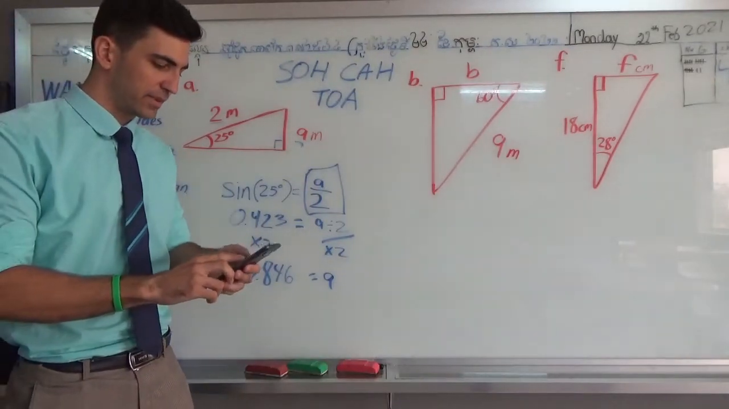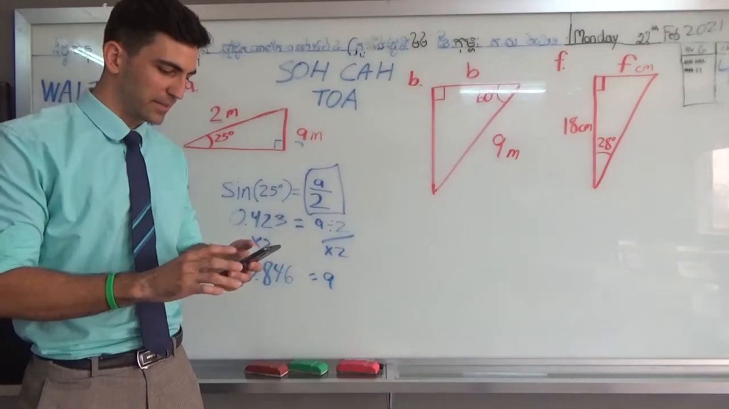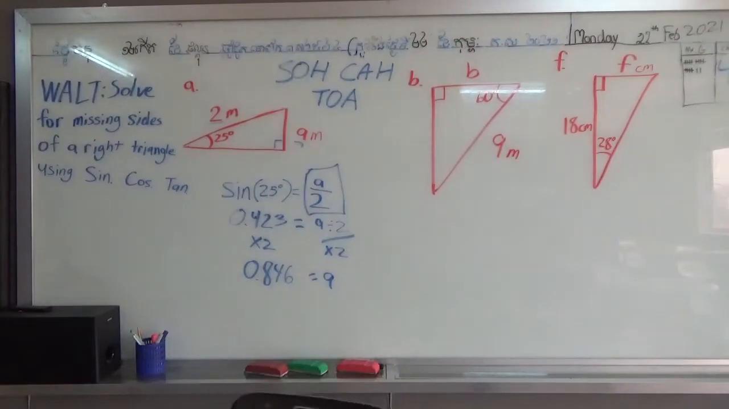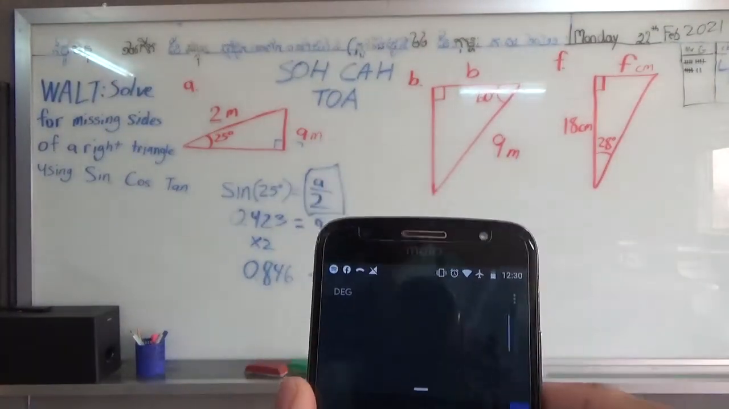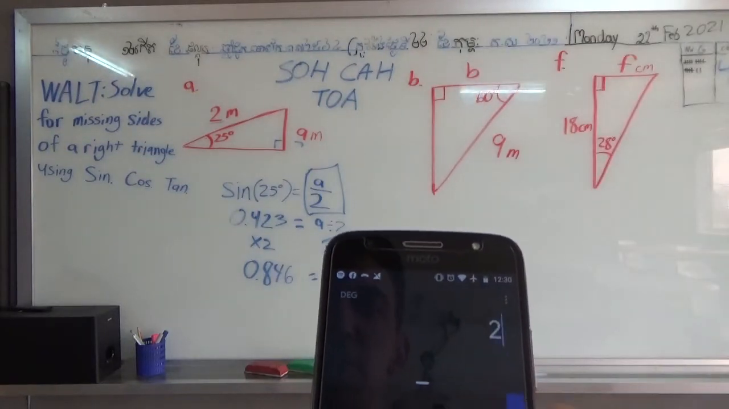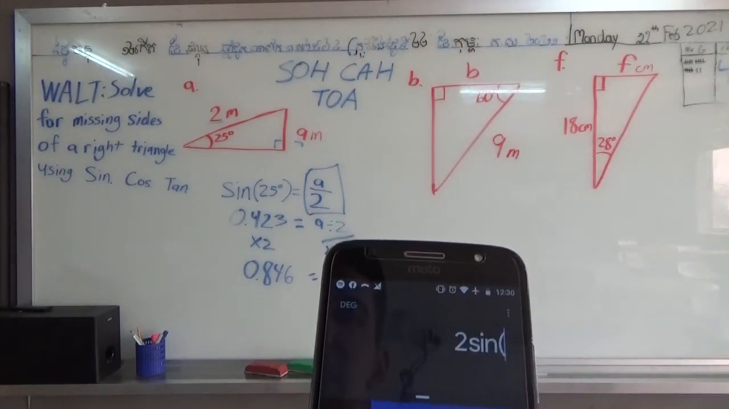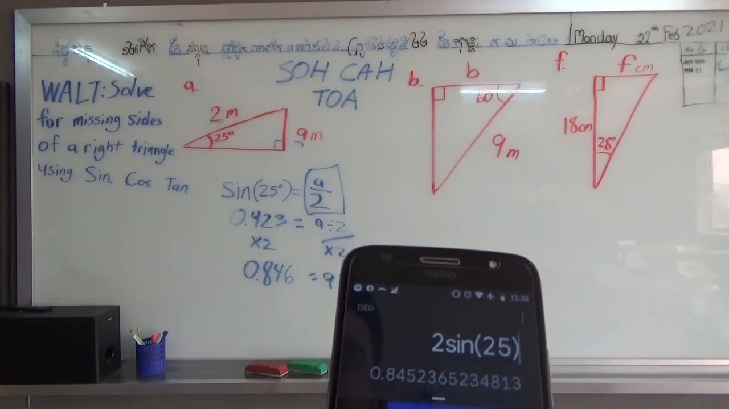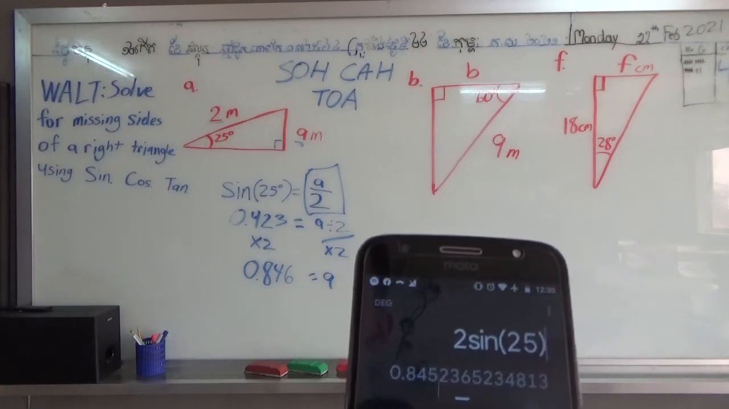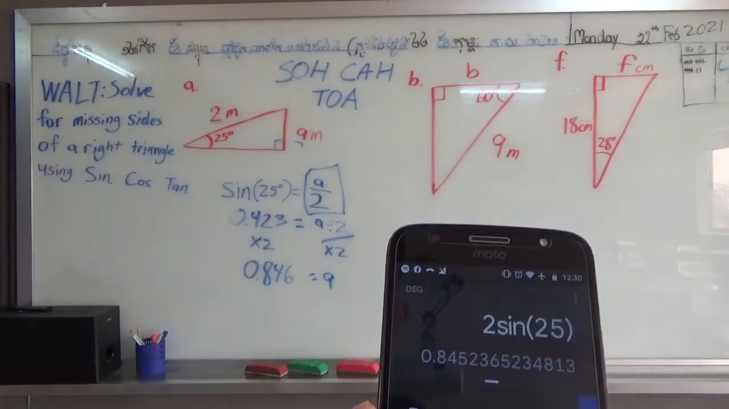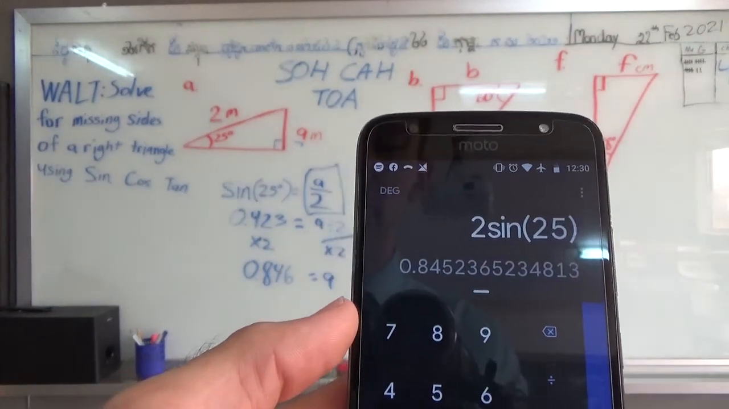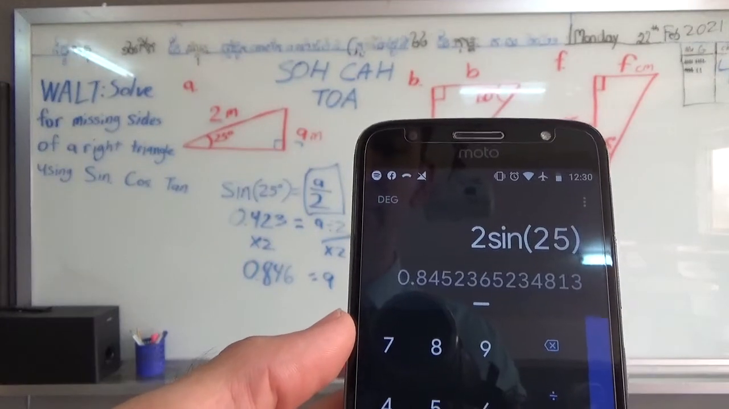Or let's see if the camera will see my calculator on my phone. Okay, so here's my calculator on my phone. If I want to do this, I can just say 2 times the sine of 25 degrees. And this will give us almost the same answer, but when we use the calculator, it gives us a more precise number for the sine of 25. It tells us 2 times the sine of 25 is 0.845.